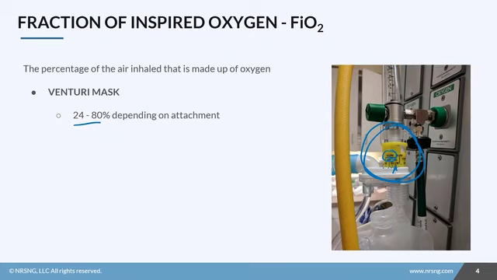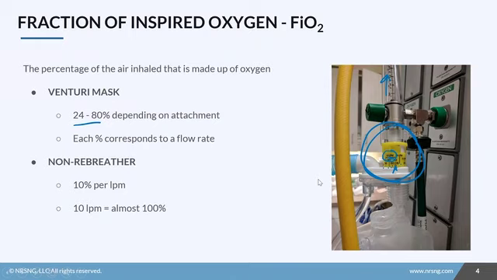So based on what your attachment says, you're going to put that specific flow rate onto the oximeter so that you know you're getting what you need. Now, the next thing from a Venturi mask would be a non-rebreather. Essentially, you're getting 10% per liter per minute. So 10 liters per minute is about 100%. We can't get it exact because it sometimes pulls air in around the mask, but it's pretty close.